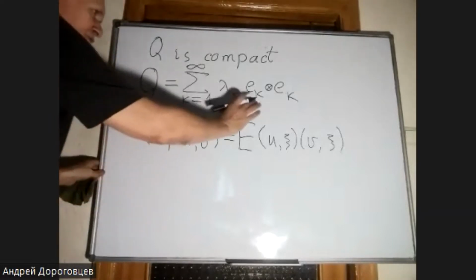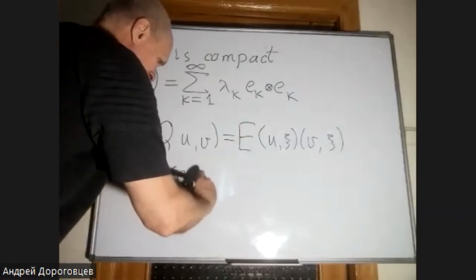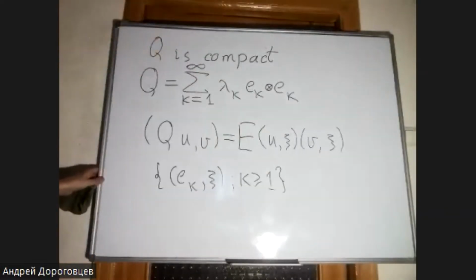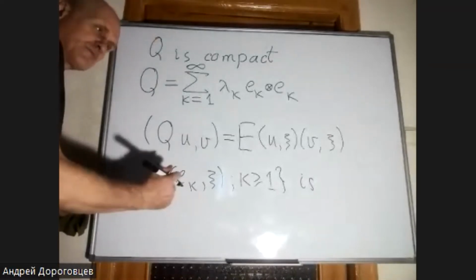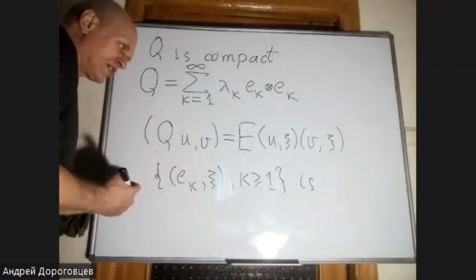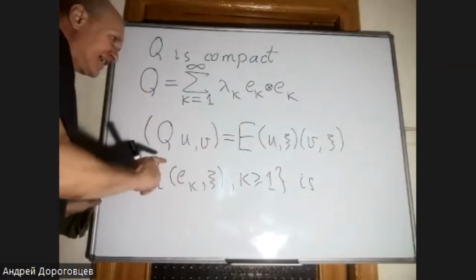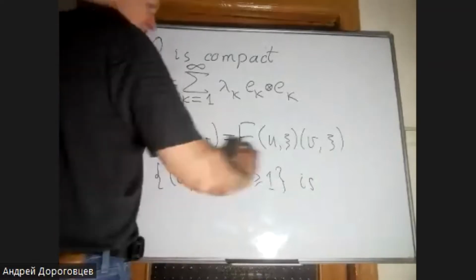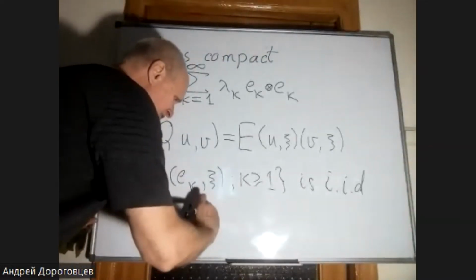Due to orthogonality of ek, we have the following. Now the sequence (ek, psi), k greater or equal than 1, is a Gaussian sequence, because of the definition of our Gaussian random element. So these are jointly Gaussian random values. And they are centered because psi is centered. And they are non-correlated because of this definition and orthogonality of ek. So this is an IID sequence of standard normal variables.